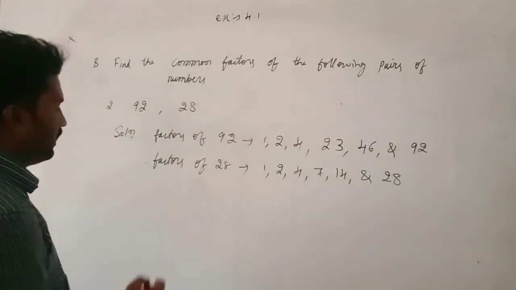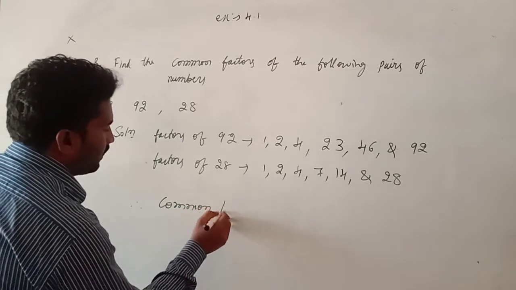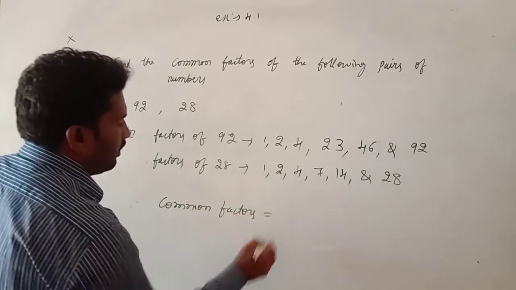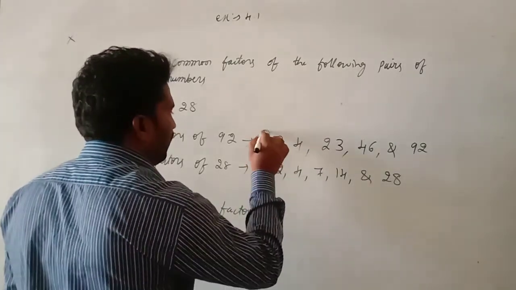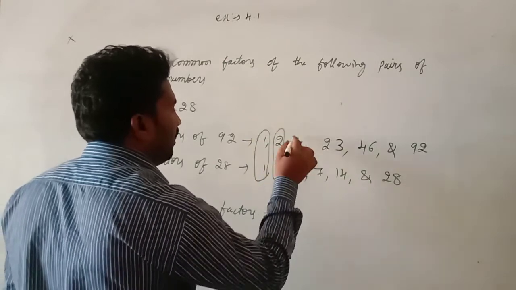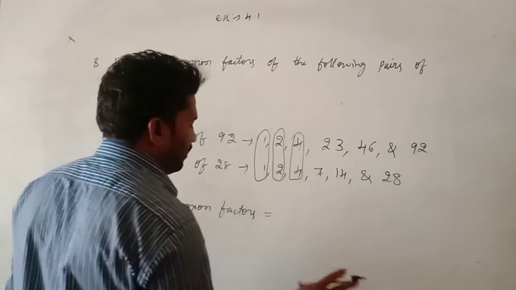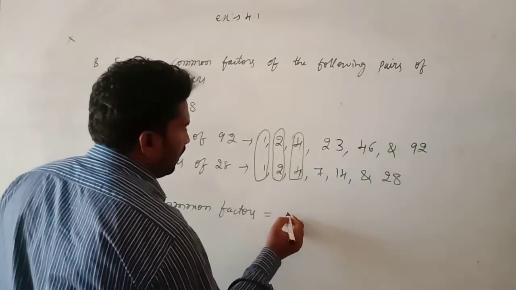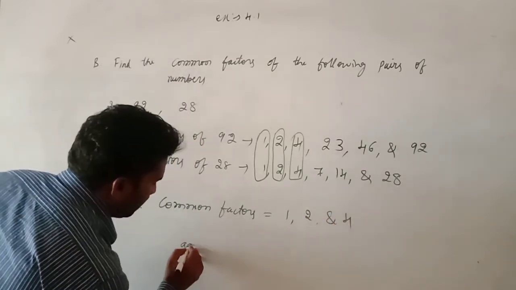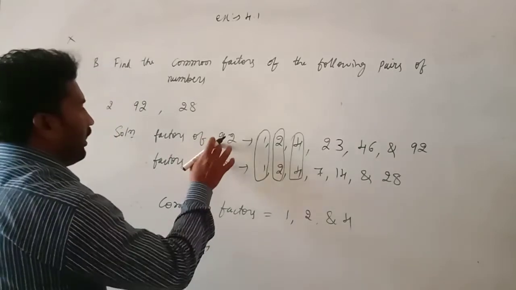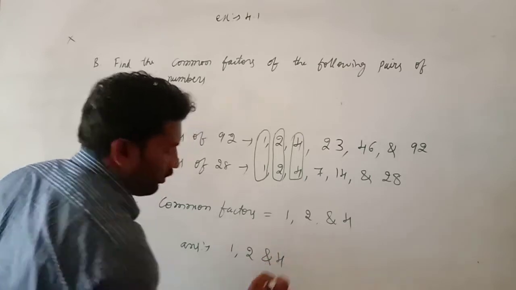So what are the common factors? Only 1, 2 and 4 are common. So the answer is that the common factors of 92 and 28 are 1, 2 and 4.